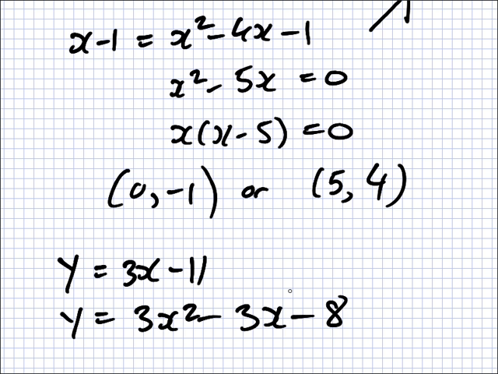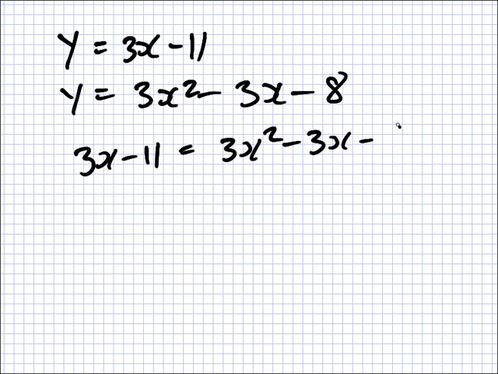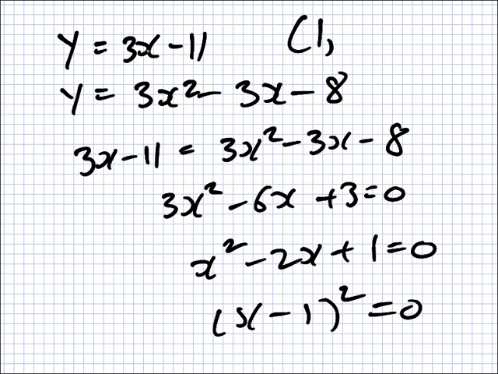Right, so let's have a quick look at this one. 3x minus 11 equals 3x squared minus 3x minus 8. So you have 3x squared minus 6x plus 3. Divide by the 3. And this has only one solution. x is 1. And you can see when x is 1, y needs to be minus 8.